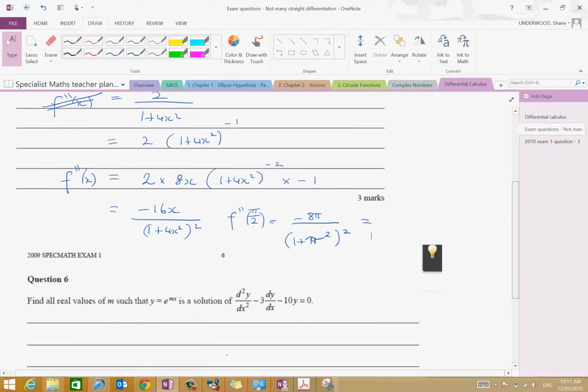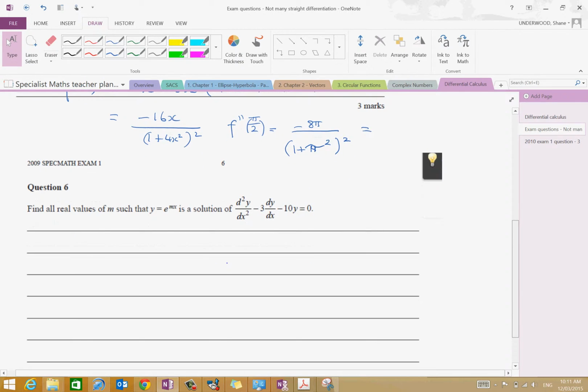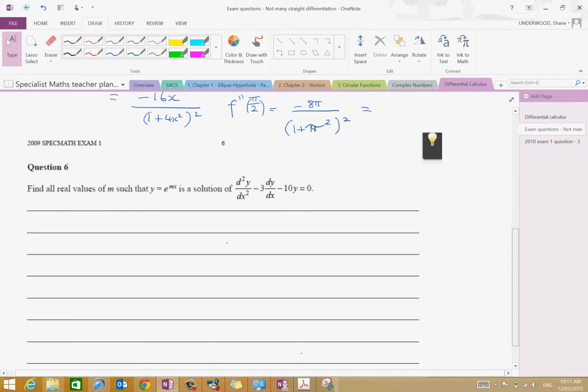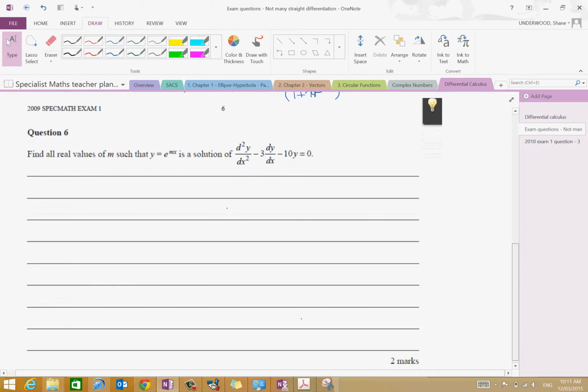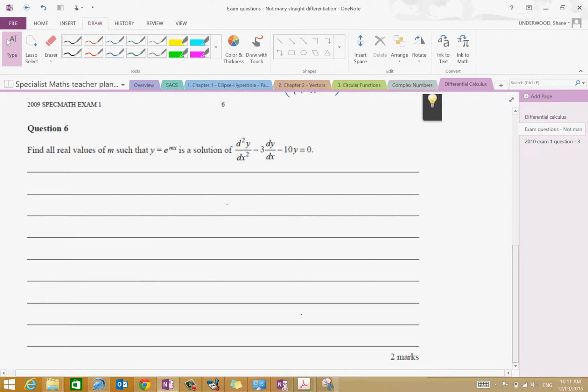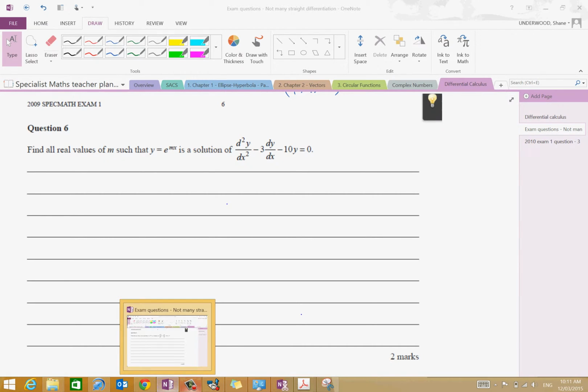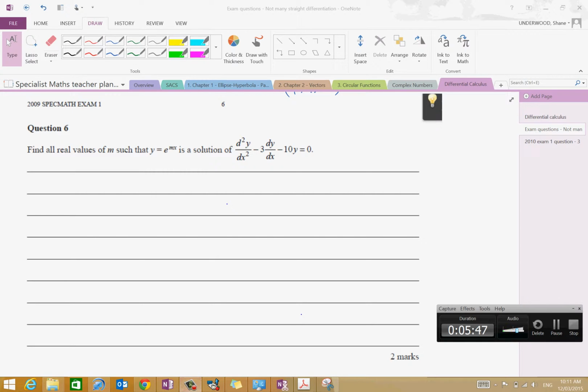I'm now going to give you another one from the 2009 exam, which is like a verify question. It's using derivatives and double derivatives, but it's y equals e to the mx, and you've got to find the values of m. It's only worth 2 marks, so you've got 3 minutes. I'm going to give you 4 minutes. Okay, away you go.